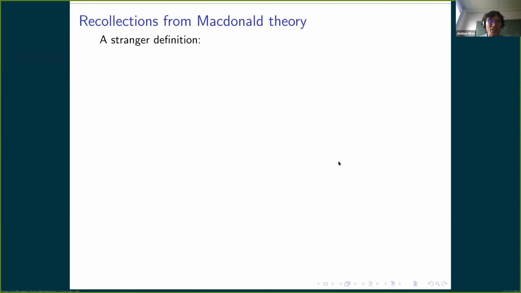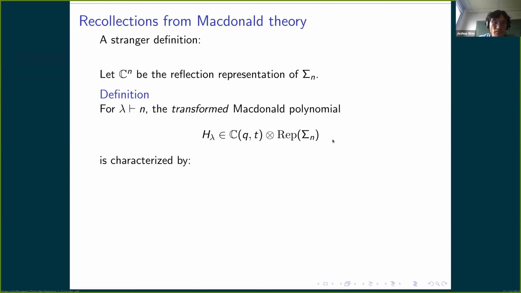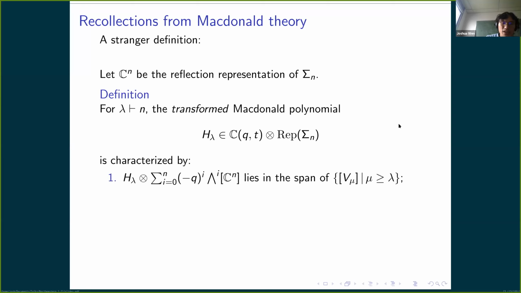Okay, here's a definition that might be strange. Well, it might be strange, not so obvious what it's good for. So for each sigma n, I'm going to point out you have this reflection representation, C^n. And so for partition lambda of n, this transformed Macdonald polynomial is characterized by three conditions. First is when I tensor with this total q-deformed exterior powers of this reflection representation, that it lies in the span of these irreps. So the irreps that show up are greater than or equal to lambda. So it's kind of like a triangularity condition, but after applying this operator with the q's.